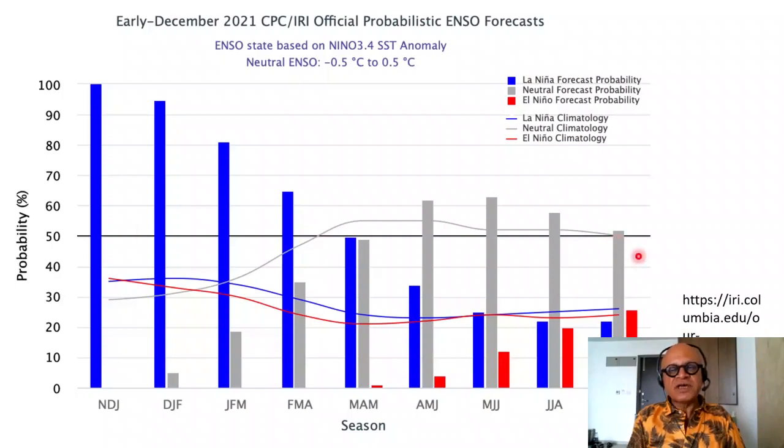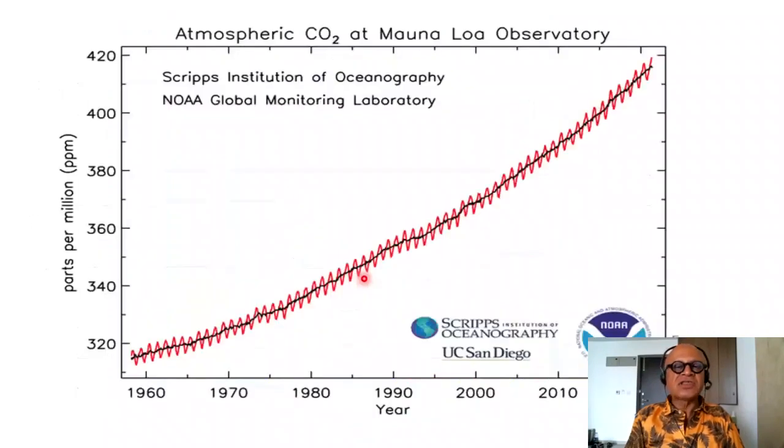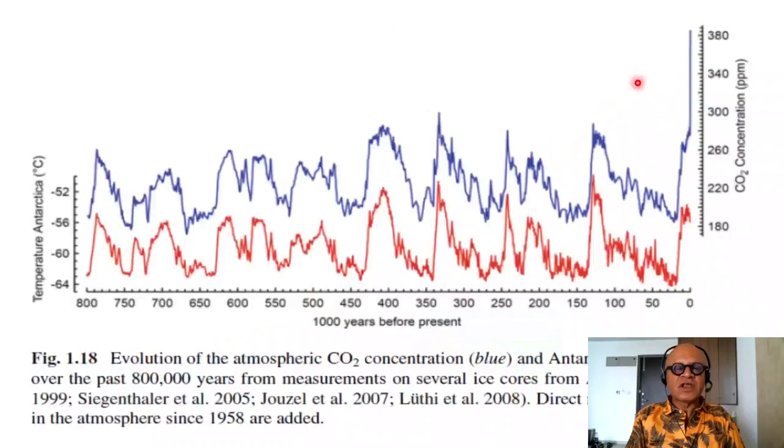These are used extensively by bankers, by fishermen, by weather derivatives, climate derivatives, food security, healthcare, and so on and so forth. So there are tons and tons of applications of El Nino forecasts. Of course, we are now worried a lot about the CO2 that refuses to stop increasing, and the increase is accelerating.